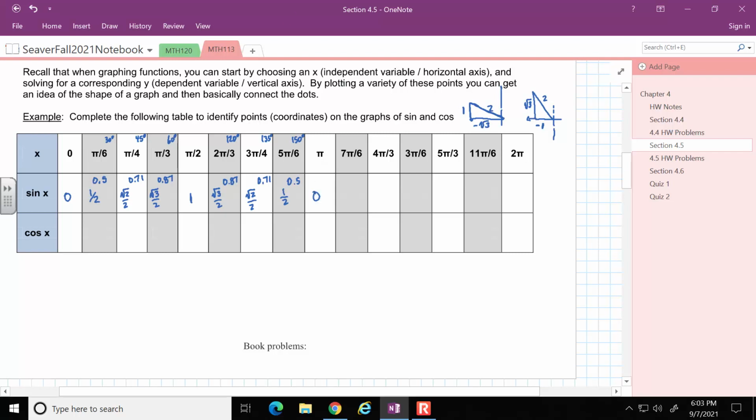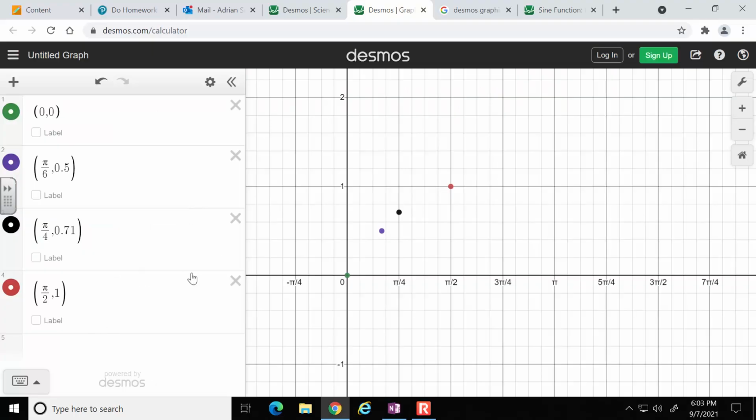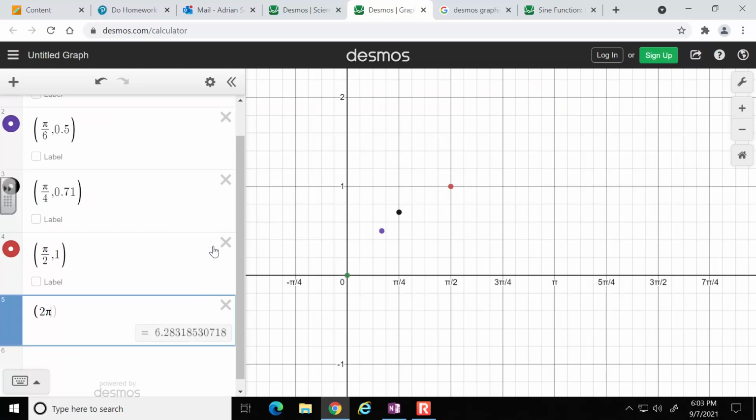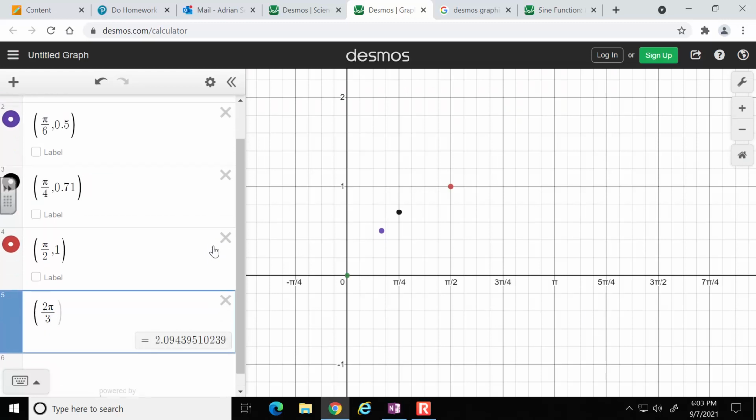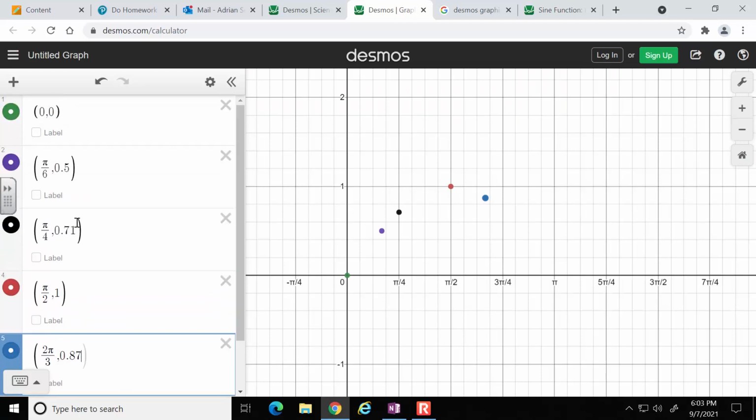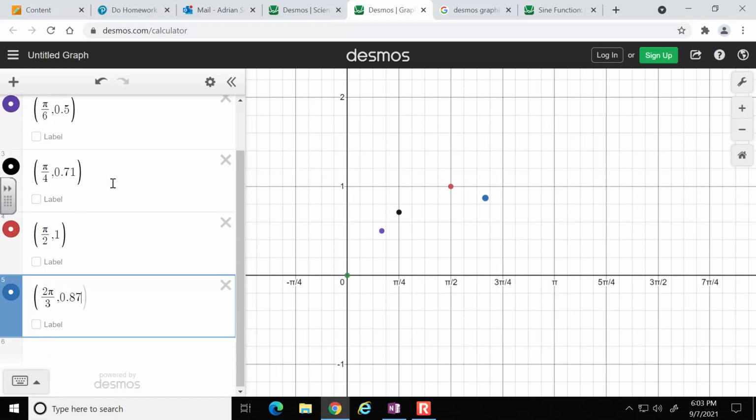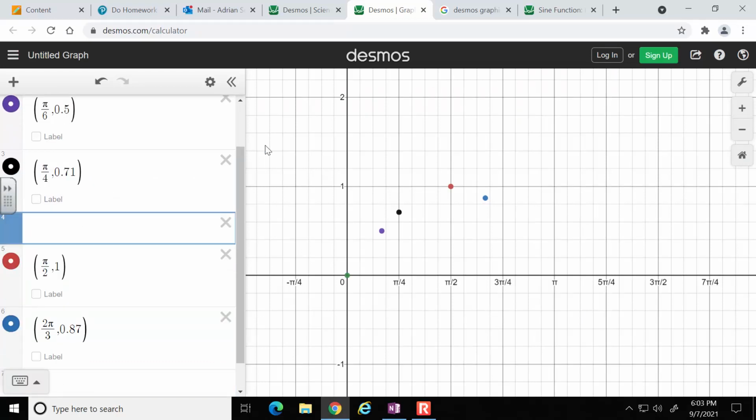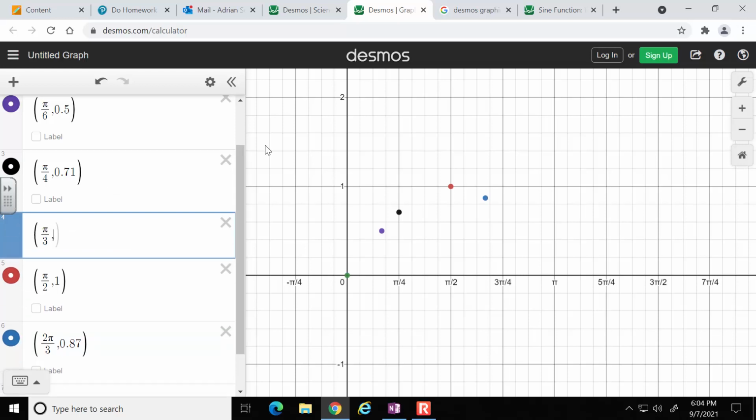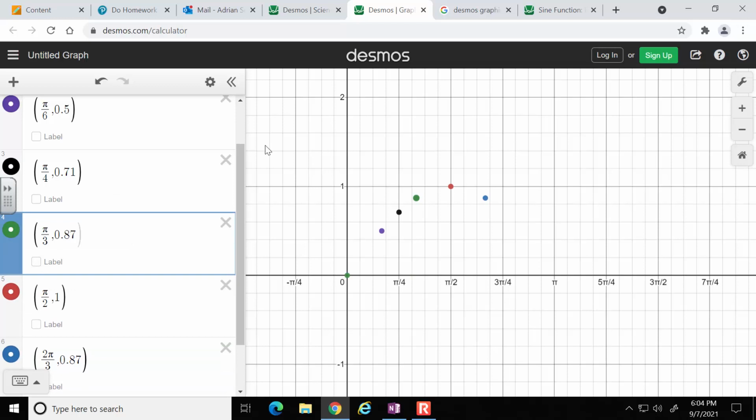All right, so far we're just plugging points. You could plug these in your calculator. Not that big of a deal, but let's keep drawing on here. We're going to say 2 pi over 3, comma 0.87. Is that what? We didn't do pi over 3, did we? Or did I just skip it? Yeah, there we go.